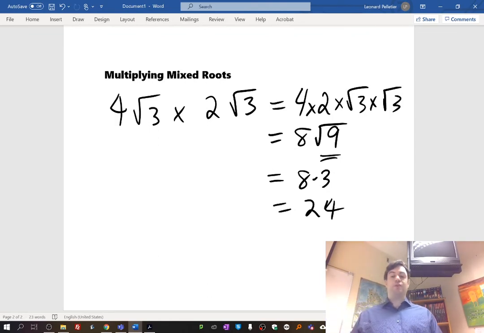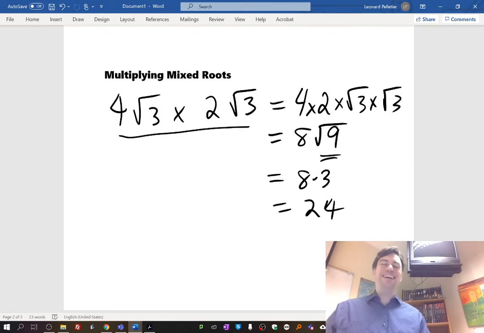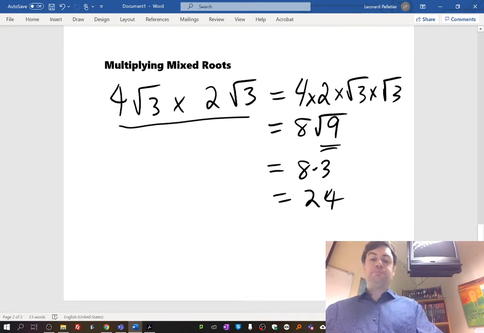So there's an example of how you can multiply mixed roots together. And sometimes you can do a little bit more simplifying. Who knew that this works out to 24, right? You wouldn't just expect that when you're looking at it. But hey, there you go. That's where these questions are a little bit tricky, right?